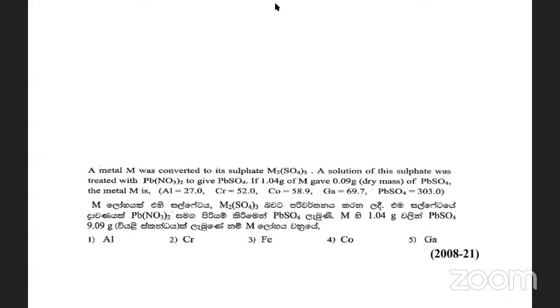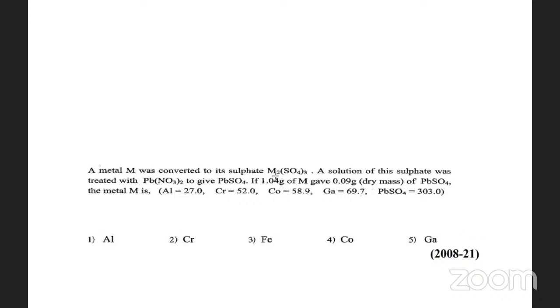A metal M was converted to its sulfate M2(SO4)3. A solution of the sulfate was treated with lead nitrate to give lead sulfate. They have given you everything, so I did not give you the reaction. I wanted you to figure out the reaction. If 1.04 grams of M gave 0.09 grams of lead sulfate, the metal M is.